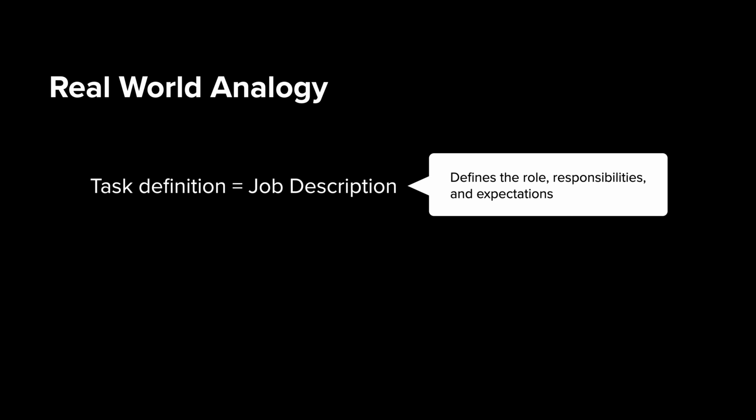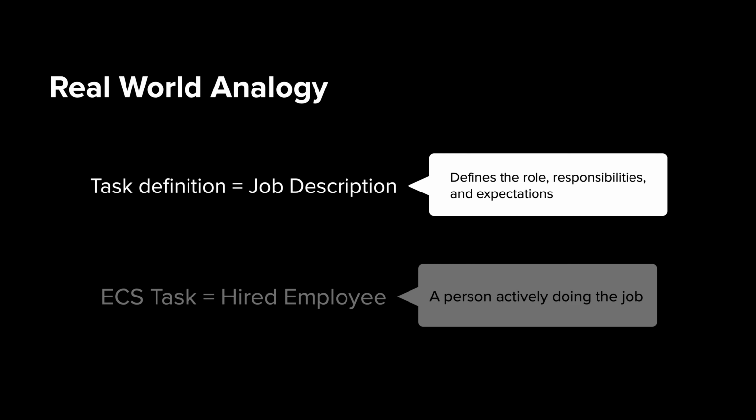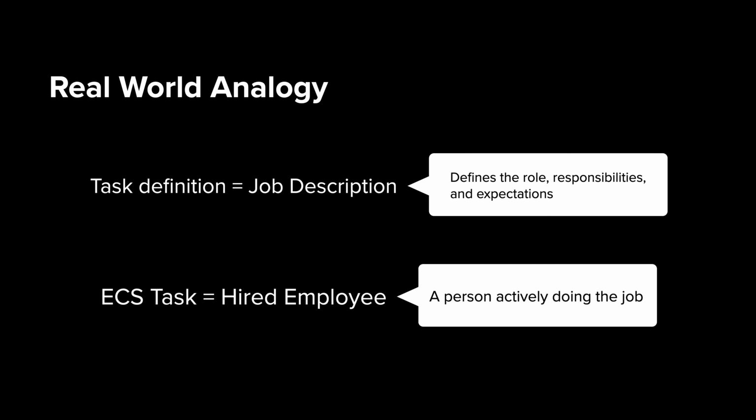Let's understand ECS tasks using our Office analogy from before. If the task definition is like the job description, detailing the responsibilities, skills, and expectations for a role, then every time you hire someone based on that description, it's like ECS launching a new task. That person, actively working and fulfilling the role, represents a running ECS task, a container in action. And just like you can hire multiple employees for the same job, ECS can run multiple tasks from the same task definition, each one performing the same job as separate, independent instances.